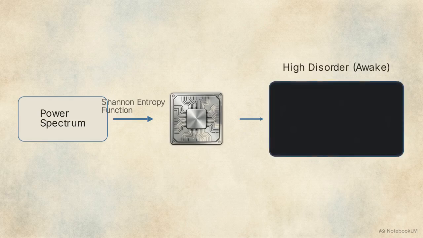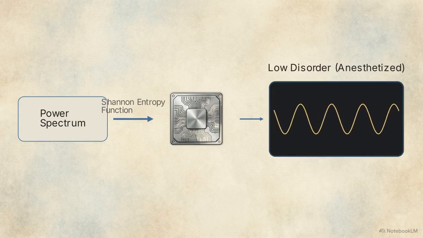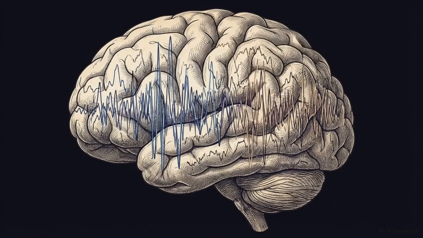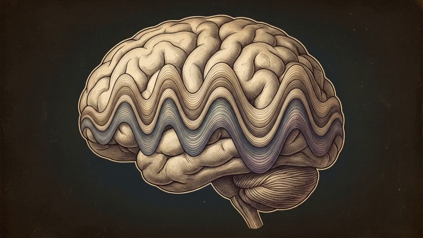The spectral entropy pathway takes a different approach, applying a Shannon probability function to the power spectrum to measure the level of disorder within the signal. The logic here is thermodynamic in nature. An awake brain is highly chaotic and unpredictable, yielding a high entropy score. An anesthetized brain is ordered and synchronized, yielding low entropy.